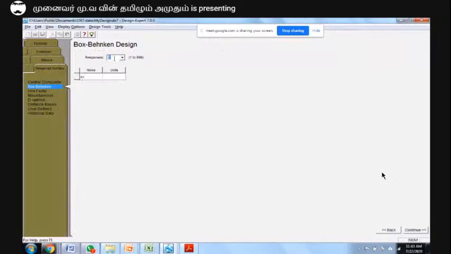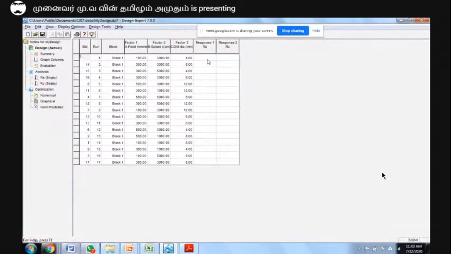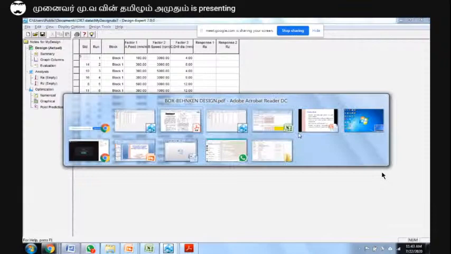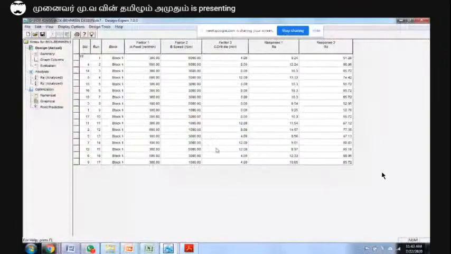Here the responses considered are Ra and Rz, and we need to give the values. Before that, we need to do charting. I already have the design experts out there. I will introduce how to do charting.